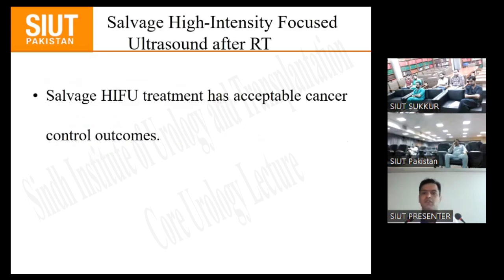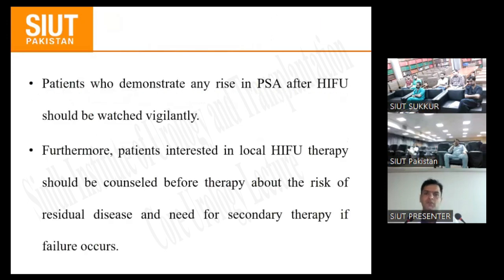Salvage high intensity focused ultrasound after radiotherapy. Treatment has acceptable cancer control outcomes. Patients who demonstrate any rise in PSA after HIFU should be watched vigilantly. Furthermore, patients interested in local high intensity focused ultrasound therapy should be counseled before therapy about the risk of residual disease and need for secondary therapy if failure occurs.